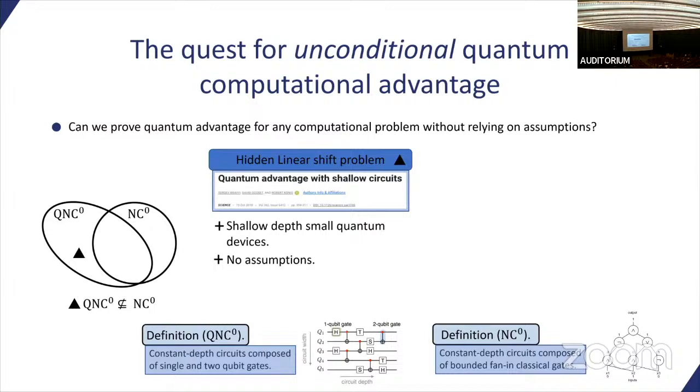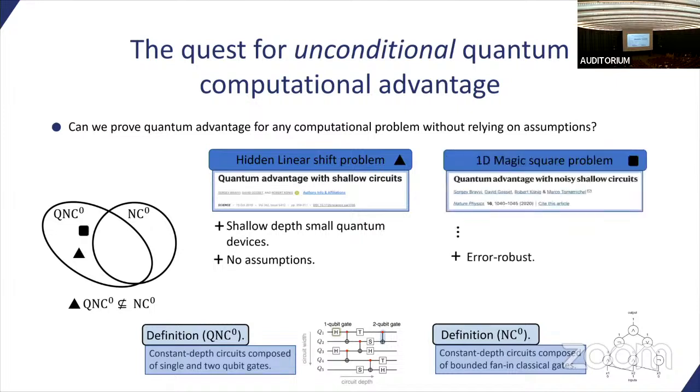It's very interesting because first of all, it's near term, it's shallow depth, and it relies on no computational assumption. Furthermore, it was even shown to be noise robust, meaning that we can assume local stochastic noise, and this advantage still survives, with a different problem, but it is still possible to separate these two classes. The main critique we could make here is that NC0 is rather a weak computational class.